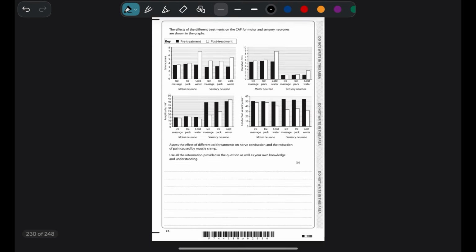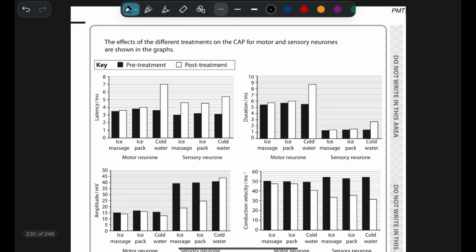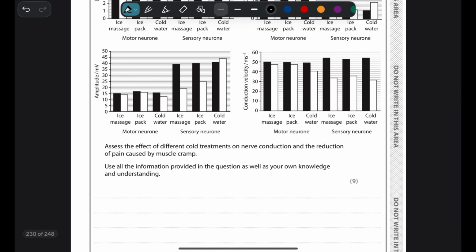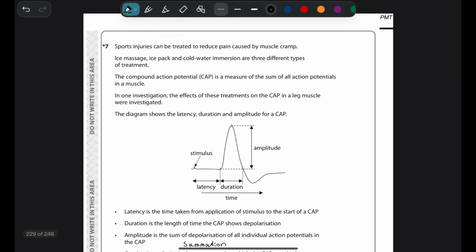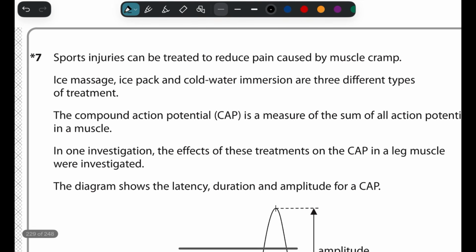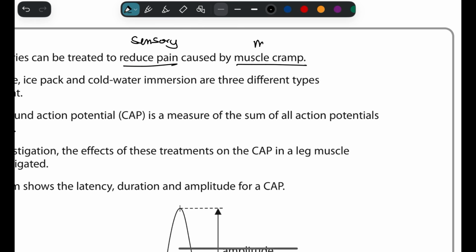Now that we've done that, we can look at the data here. The effects of different treatments on CAP for motor and sensory neurons are shown in the graph. In black, we have pre-treatment. In white, we have post-treatment. Before we look at that, let's actually look at the question. It says: assess the effect of cold treatments on nerve conduction and reduction of pain causing muscle cramps. Use all the information provided in the question as well as your own knowledge. When we say all the information provided, we're looking at all the parts of the question. In terms of the initial information, I'm thinking reduction of pain is going to be sensory and muscle cramp is going to be motor.